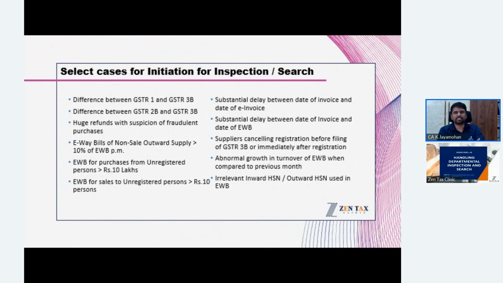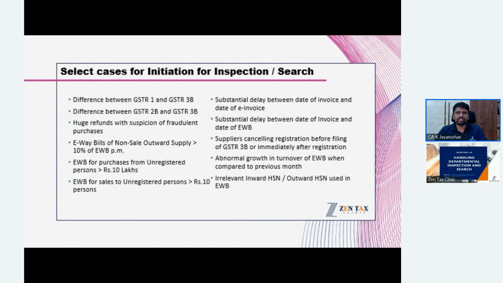So the difference between GSTR 1 and 3B, obviously we spoke about this. Difference between 2B and 3B, these are very common nowadays. And I think from 1st January 2022 after 2B, and also mid August 2022 after the circular issued by the CBIC stating the manner of filing GSTR 3B, whereby introducing the new tables that permanent reversal and temporary reversal being brought into the form.